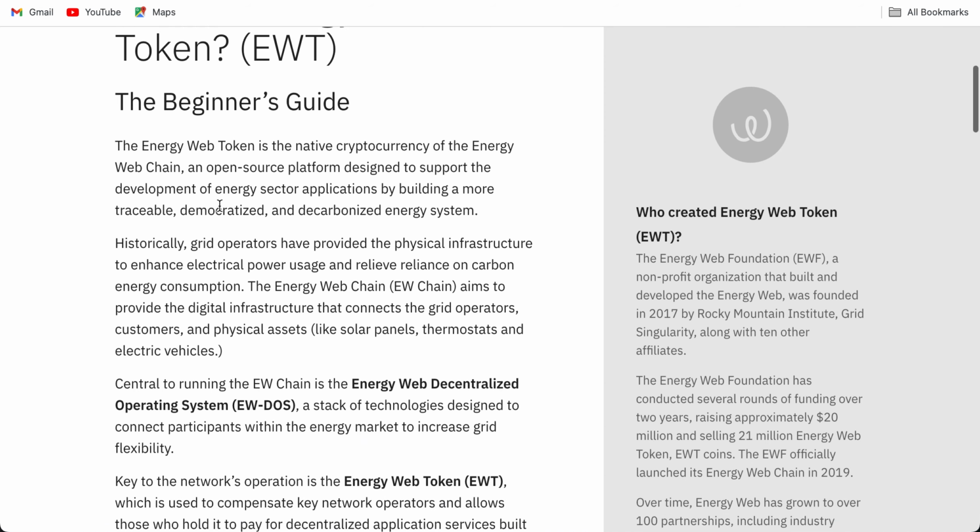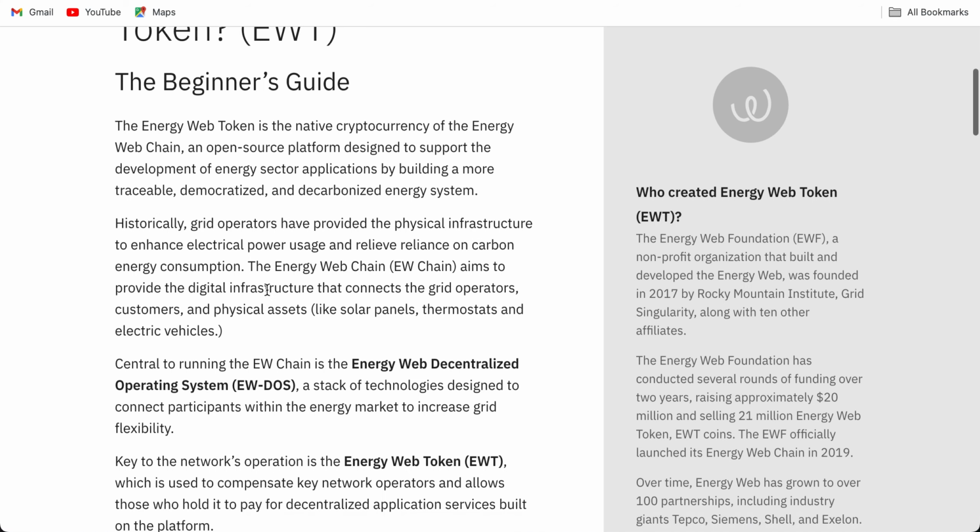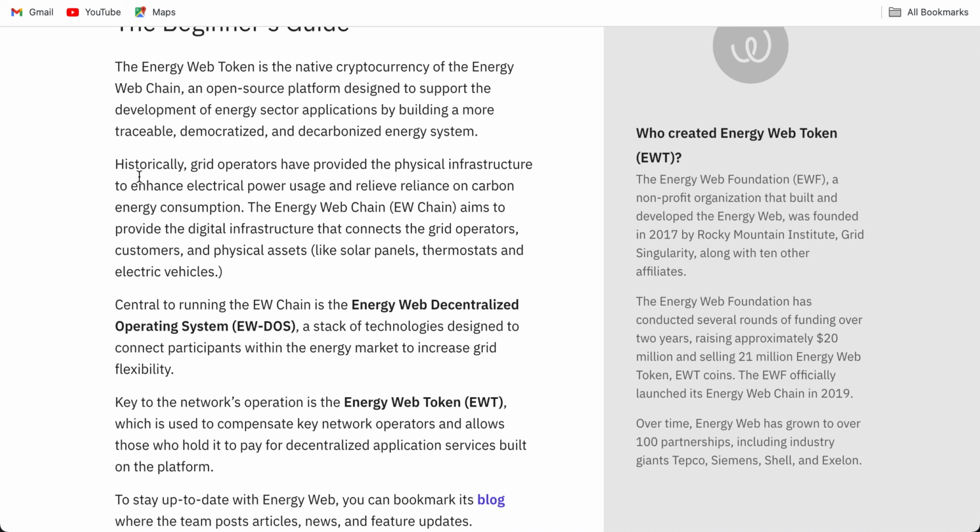So guys, the Energy Web Token is the native cryptocurrency of the Energy Web Chain, an open source platform designed to support the development of energy sector applications by building a more traceable, democratized and decarbonized energy system. It is basically trying to transform, optimize and enhance the energy sector by the use of blockchain technology, by making it democratized, traceable and decarbonized. So guys, how does it do it?